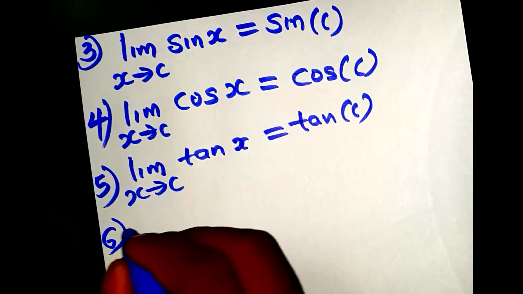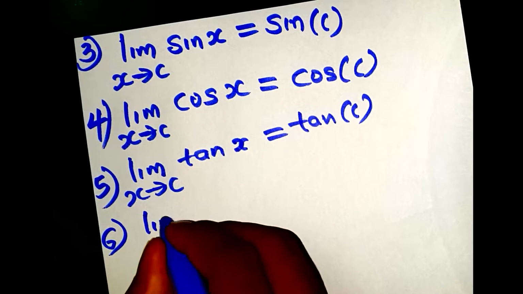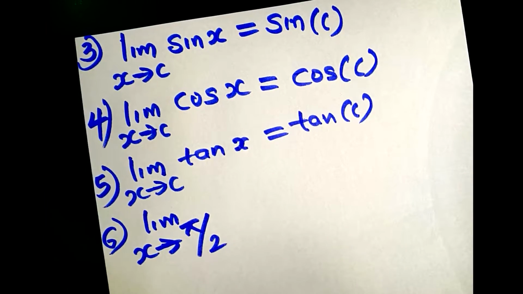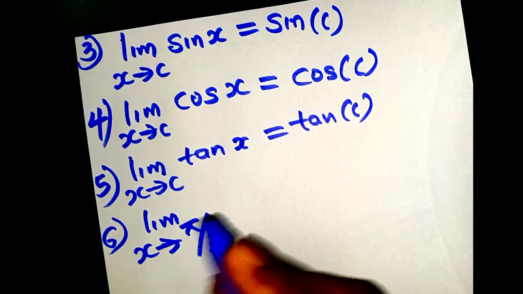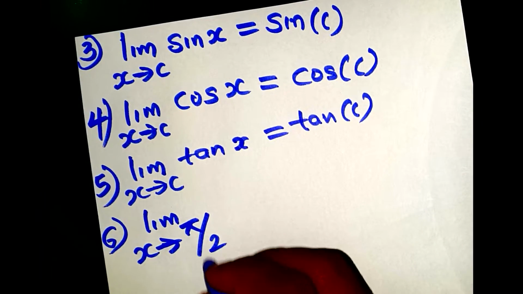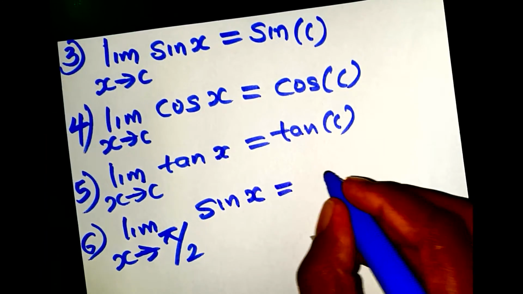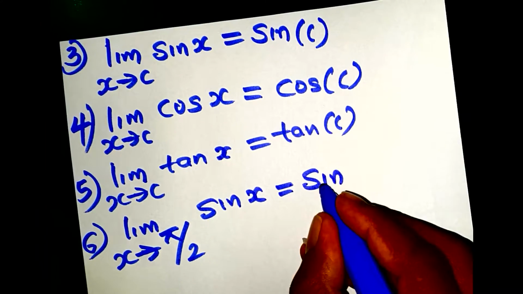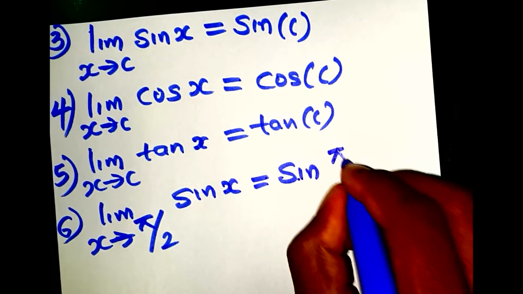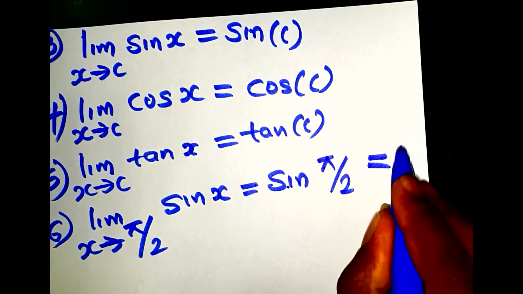Another example here, we have limit x tends to pi over 2 of sine of x. Don't get freaked out. This one is still the same method you apply. We just write this sine, then x is tending to pi over 2, so you put your pi over 2. So sine pi over 2 is always equal to 1.